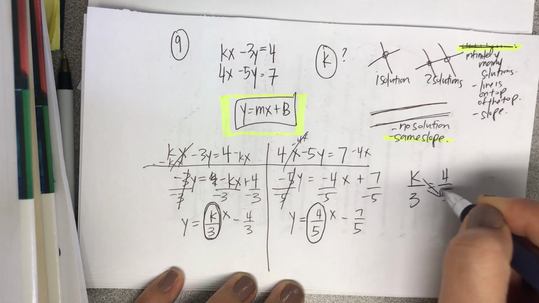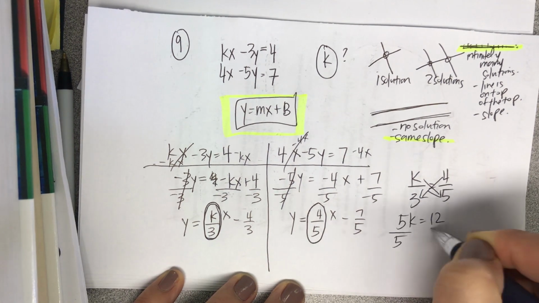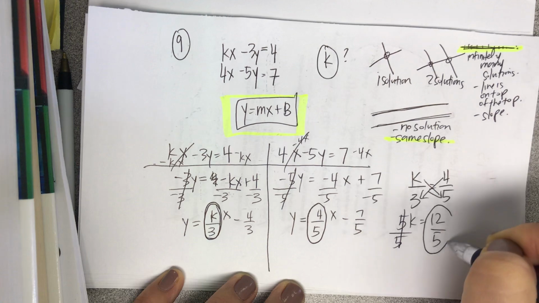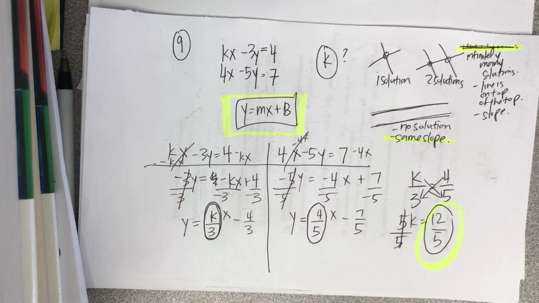Cross multiply. Okay, so 5k is going to equal 12. Divide out the 5. k is going to equal 12 over 5, and that is your answer. Another way that you could have done this is plugging in, but that's going to take light years. But the answer happens to be A, so this is probably the more legit way to do this question.